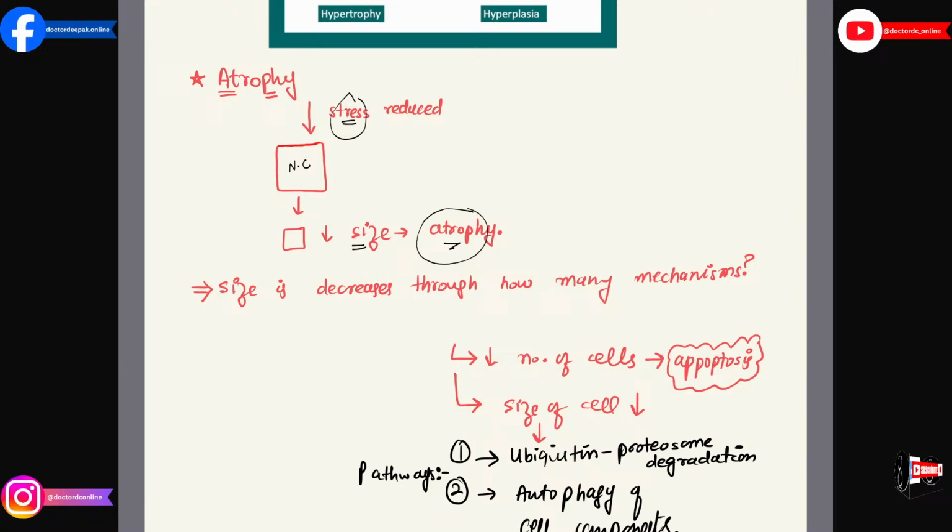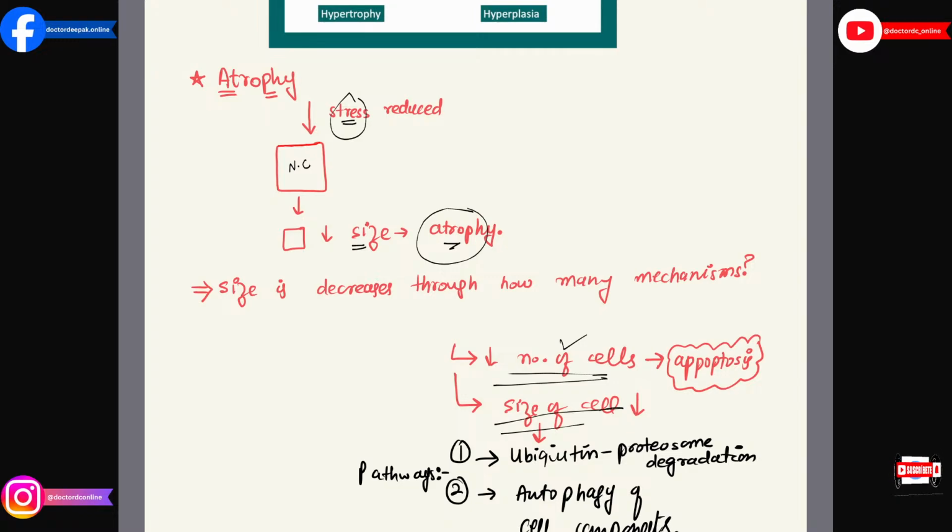One, it has to decrease its number of cells, and the second, it has to decrease the size of cells. Let's suppose they ask you a question in the exam: through how many mechanisms is a cell going to decrease? Simply, they can ask how the organ is going to decrease its size. So an organ can decrease its size by two mechanisms. First mechanism, by decreasing the number of cells. Second mechanism, by decreasing the size of cells.